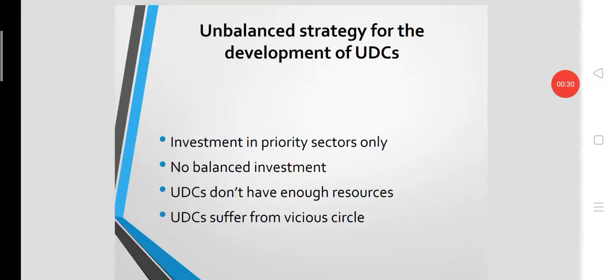As per the unbalanced growth theory or unbalanced growth strategy for the development of UDCs or underdeveloped countries, investment should be made in priority sectors only. Unlike the balanced growth theory, investment should not be made in many sectors or all sectors simultaneously. Investment should be made in selective sectors or in priority sectors only. So there should be no balanced investment, unlike the strategy put forward by the balanced growth theory. No balanced investment strategy is recommended.